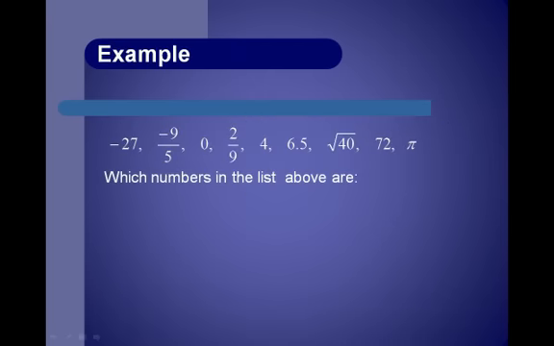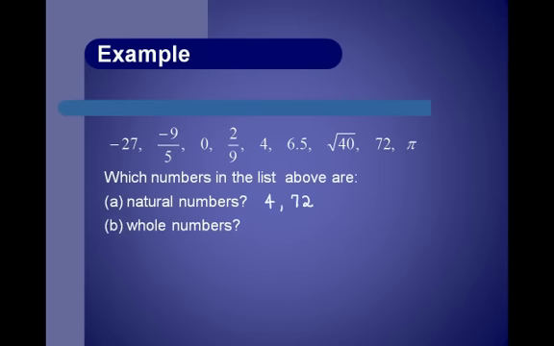So let's begin with this example. Which of the numbers in the list above are natural numbers? Well, remember, natural numbers are the numbers 1, 2, 3, and so on. It does not include negatives, so the natural number would be 4, and it would also include 72.